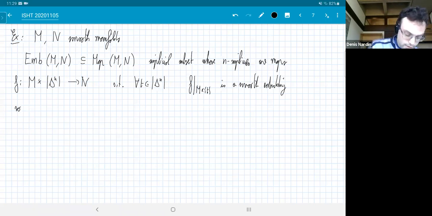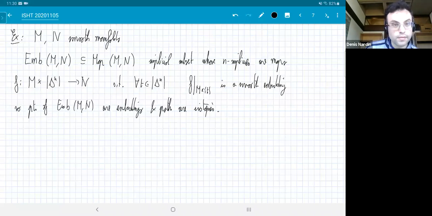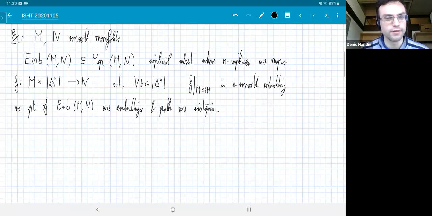So points of Emb(M,N) are embeddings, and paths are isotopies. This example is more meaningful if you've seen some differential topology, but hopefully most people here know what an isotopy is. If not, it's literally the definition I just wrote.